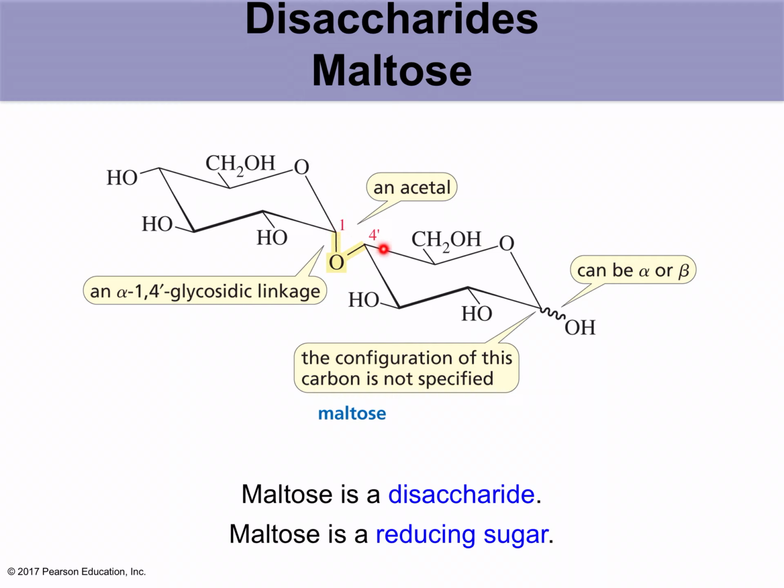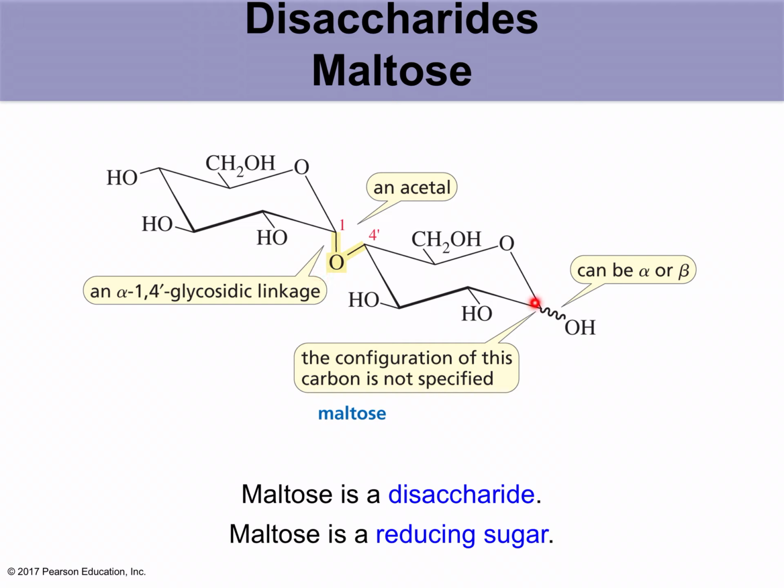For this carbon, it has only one oxygen. So this is going to be the acetal group for this glucose molecule. And this is alpha because it's facing down. It is an alpha 1,4 glycosidic linkage, which is the acetal group.